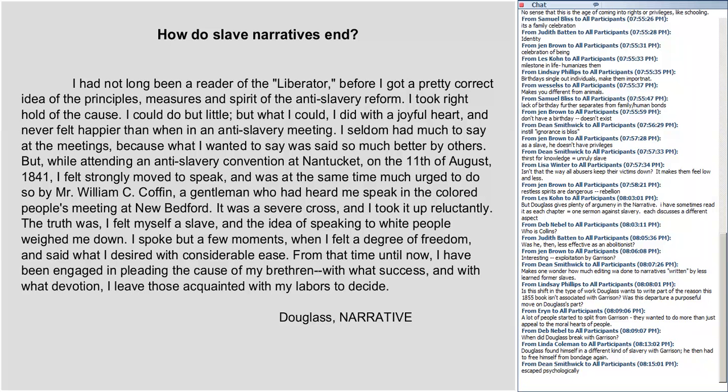Why take the risk? But he does speak, and then he says, I felt a degree of freedom and said what I desired with considerable ease. From that time until now, I have been engaged in pleading the cause of my brethren. And so I think what's impressive about this ending is that freedom finally comes for Douglass, not physically in the transit from slavery in the South to living in the North, but when he gets up on a platform and speaks freely, tells his story in a way that allows him to feel no longer that I have to be silent before white people, that I can speak with ease before anyone, and that having done so, he now feels very much committed to pleading the cause of my brethren.